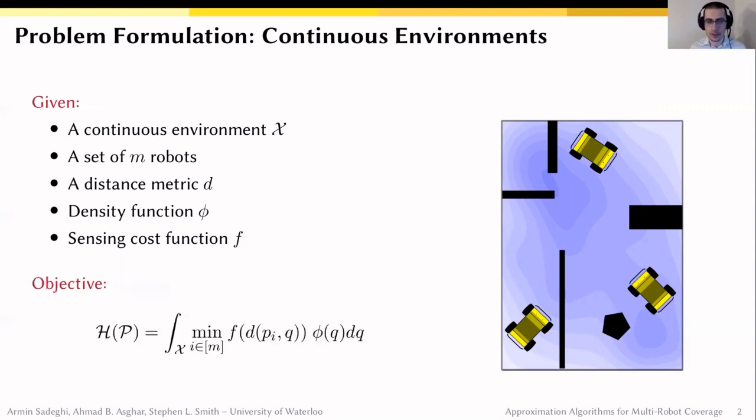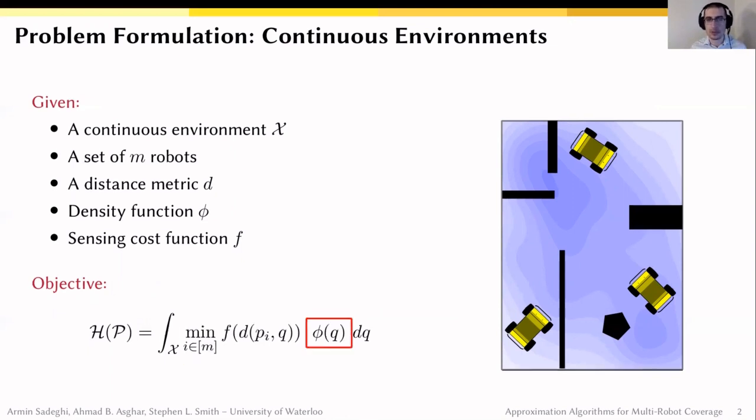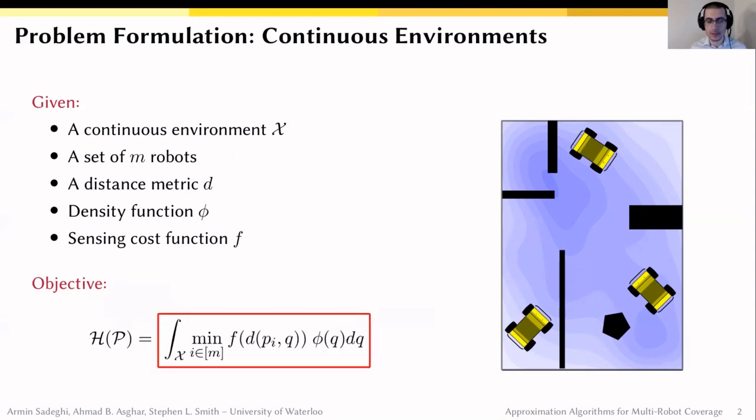The global objective here is to minimize the total sensing cost for the events in the environment. So we assign each location to the closest robot, multiply by the probability of an event happening at that location, and we sum over all the locations in the environment. So basically, the question is, what is the set of locations for the robots such that this objective is minimized?